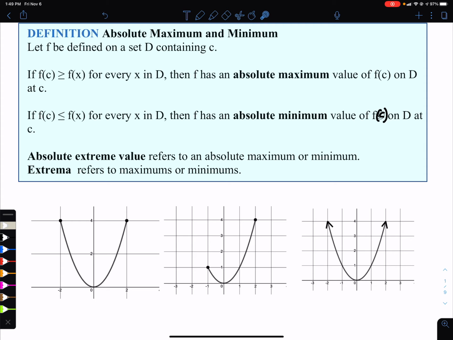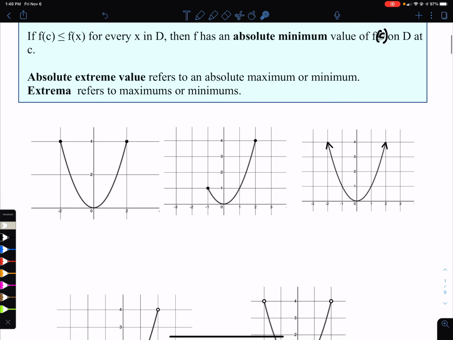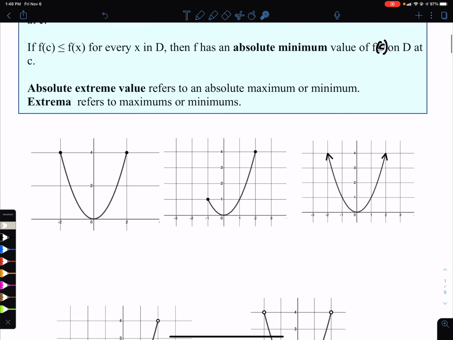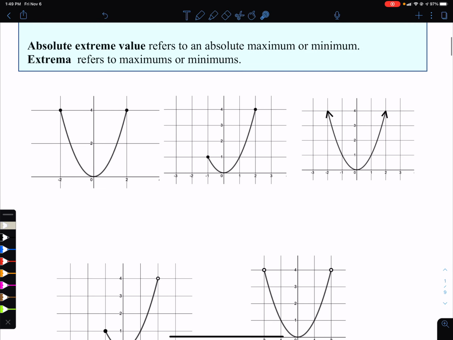Now, extrema, the extremes. You have two extremes, the super lows and the super highs. So an extrema can refer to either a maximum or a minimum. It's just the highest point and lowest point. So we're going to look at some examples of absolute maximums and minimums of these graphs. And there are some really important concepts, so pay close attention.